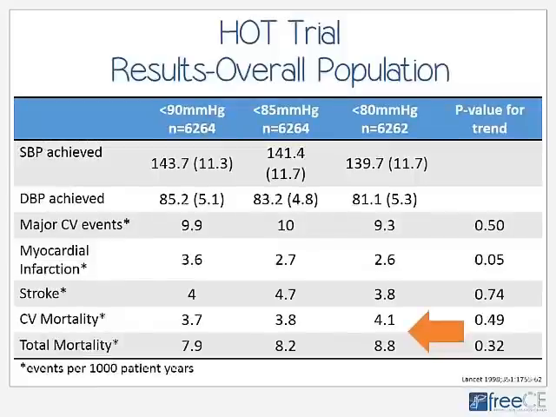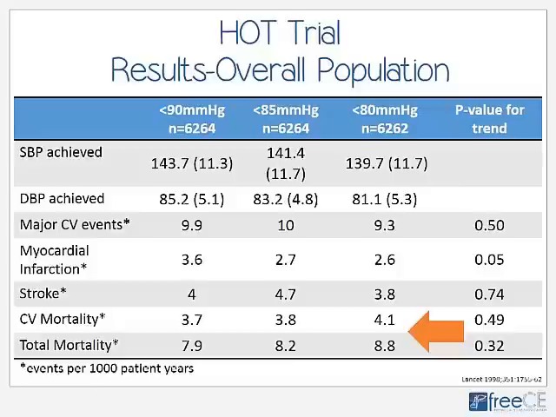So for the results of the HOT trial, you can see the different blood pressures that were achieved. Obviously, systolic blood pressure decreased in the more intensive diastolic blood pressure groups, which we would expect. You can see the less than 90 group actually got to their goal. They got to a diastolic blood pressure of about 85. The less than 85 group got to about 83. The less than 80 diastolic blood pressure group didn't quite make their goal. On average, their diastolic blood pressure was 81.